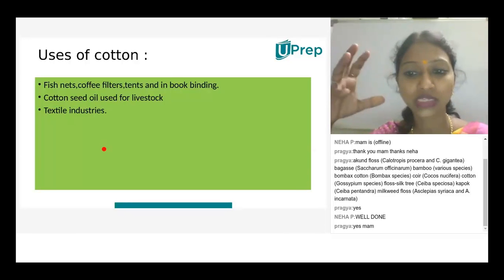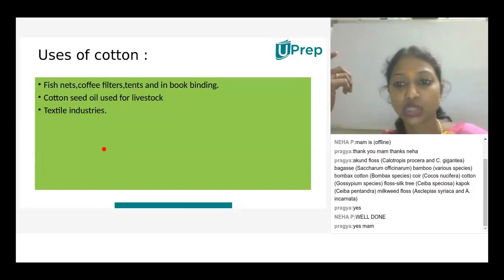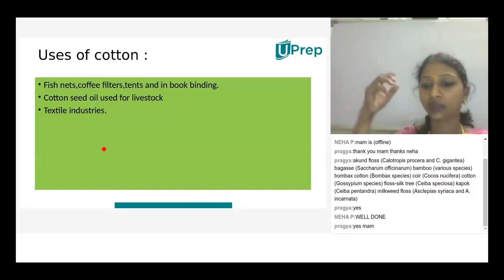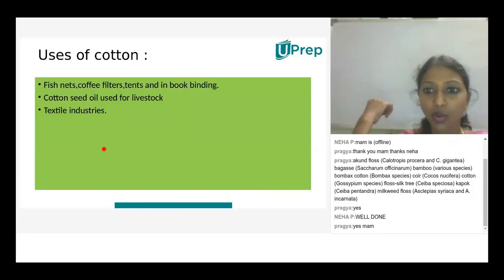Okay, so tents and book bindings, especially this book binding. We can see that when we give the books, the books will undergo this binding process. We can see that, book bindings. Understood?